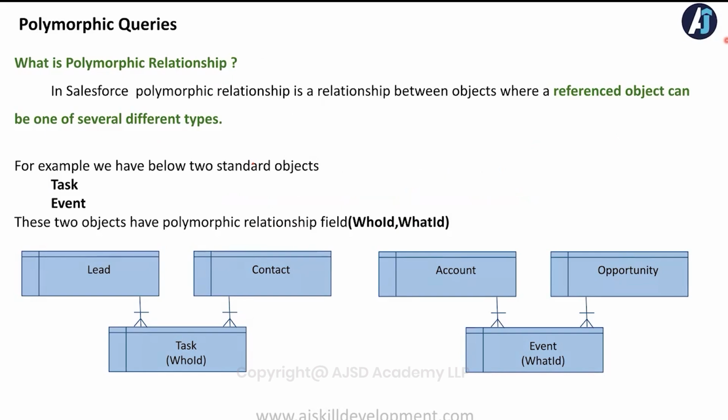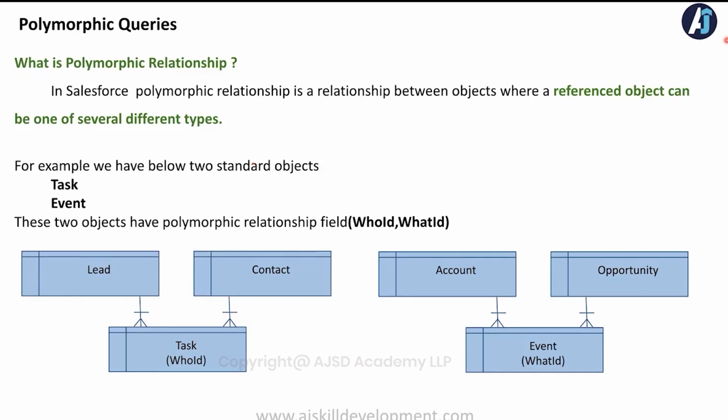Normally you might have learned about different types of relationships in Salesforce, for example, lookup relationship, master-detail relationship, hierarchical relationship, right? A polymorphic relationship is a special type of relationship which allows the child object to relate to more than one parent object. It means that normally in a lookup or master-detail relationship, you have one child object and one parent object.